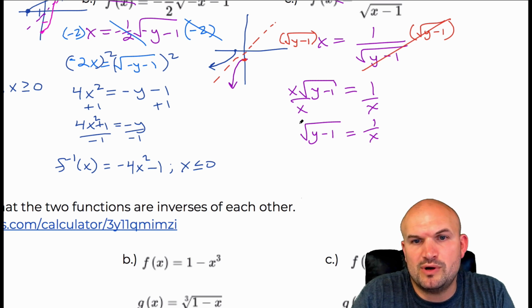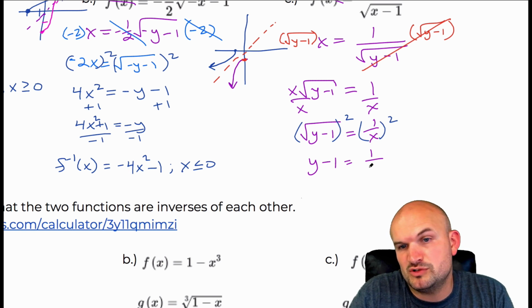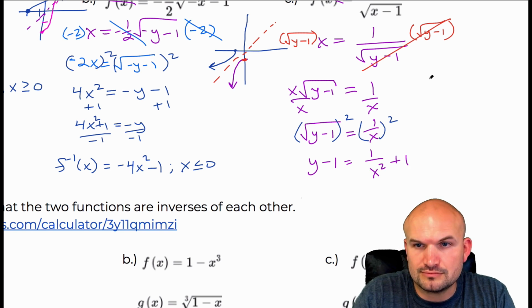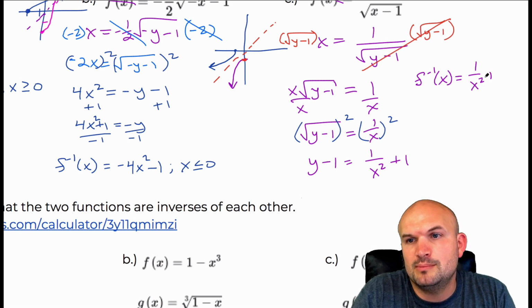Now I need to square both sides to get rid of the square root. All right, and then I have y minus 1 equals 1 squared over x squared, which is really just 1 over x squared. And then add the 1. So my final answer is f inverse of x, or my inverse function, is 1 over x squared plus 1.